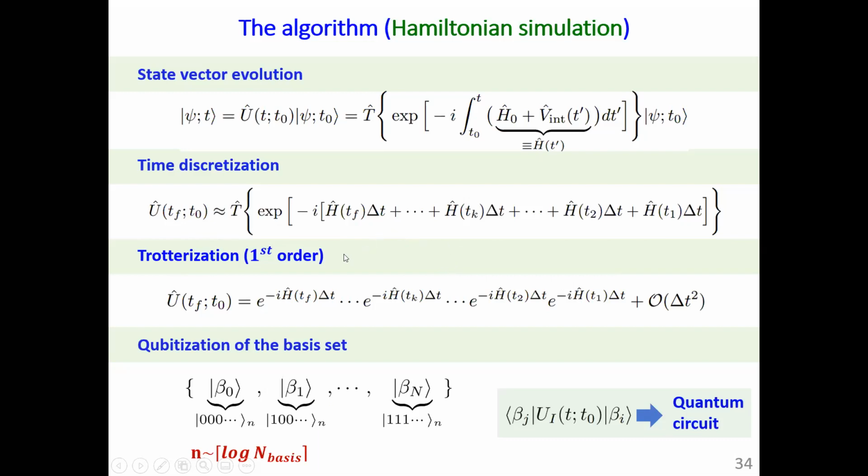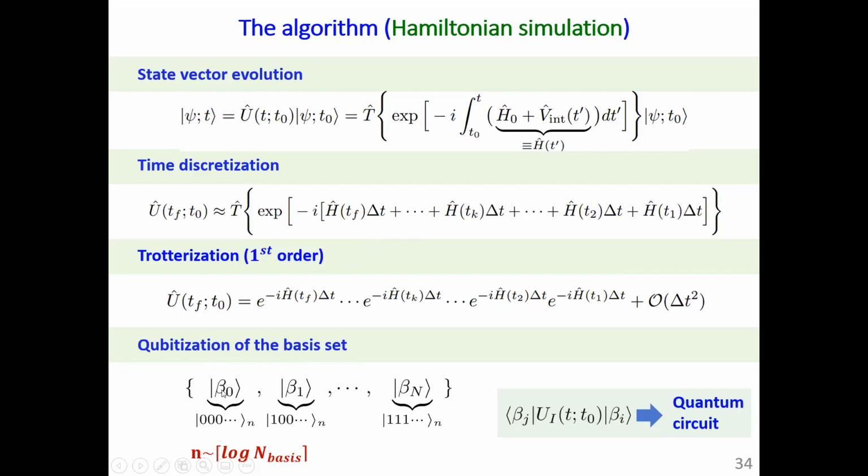After the trotterization scheme, we would have the approximation of the time evolution operator as follows. Since we are doing the first order trotterization, the error of this approximation is on the order of the time step squared. And next, we are going to qubitize the basis set.